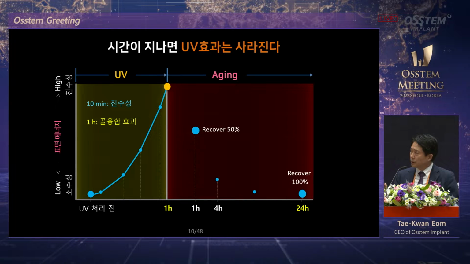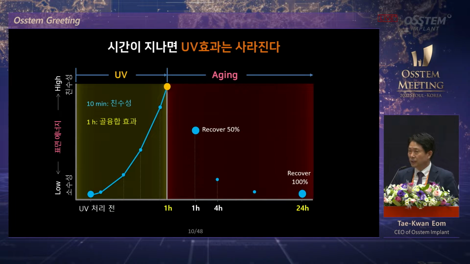And if I elaborate on the process, x-axis is time when you do UV treatment, y-axis is energy. So the surface energy is low when it is hydrophobic. Hydrophilic means when surface energy goes up a little bit, hydrophilicity would go up considerably. So if UV treatment is done for 10 minutes, it becomes very hydrophilic. But also integration characteristic is a different story. So for osseointegration, 1 hour of UV treatment should be provided.